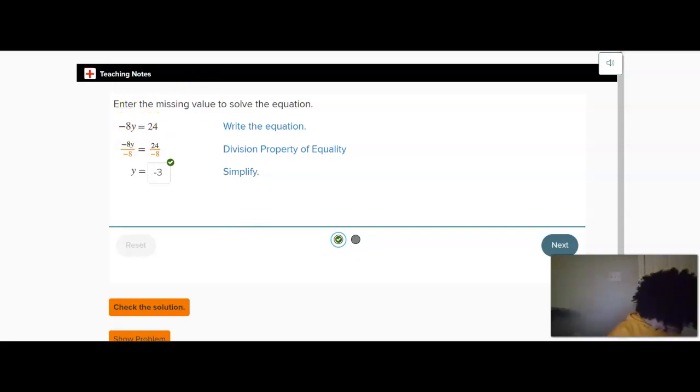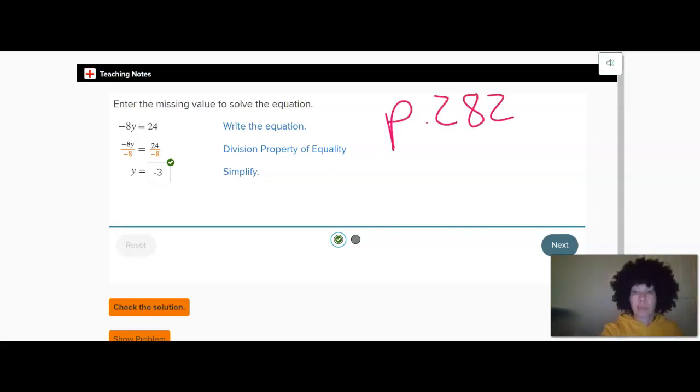So try the problem on the bottom of, or excuse me, at the top of page 282. Go to the top of page 282 and try the check problem on the top there.